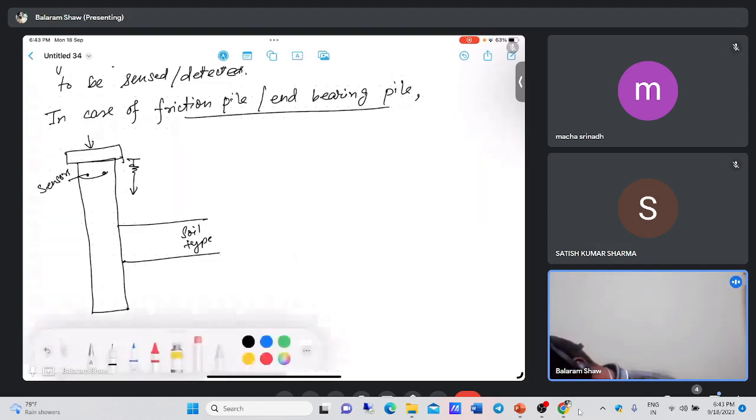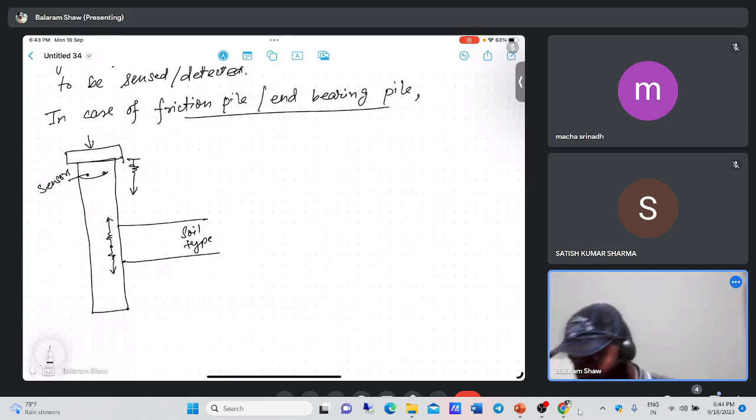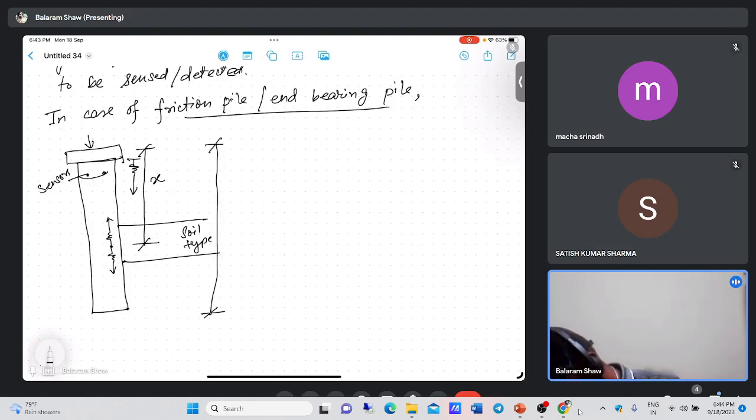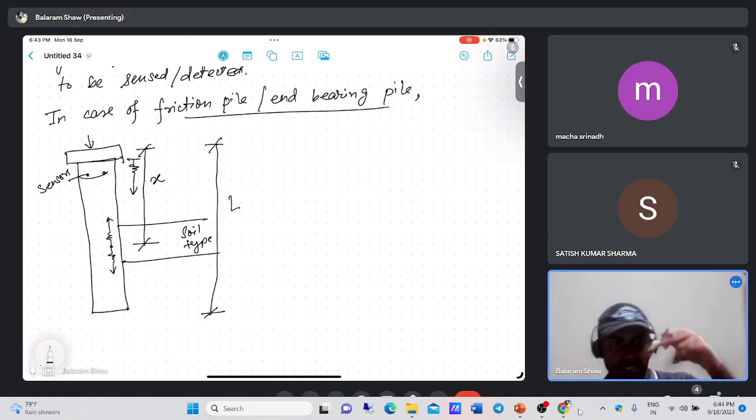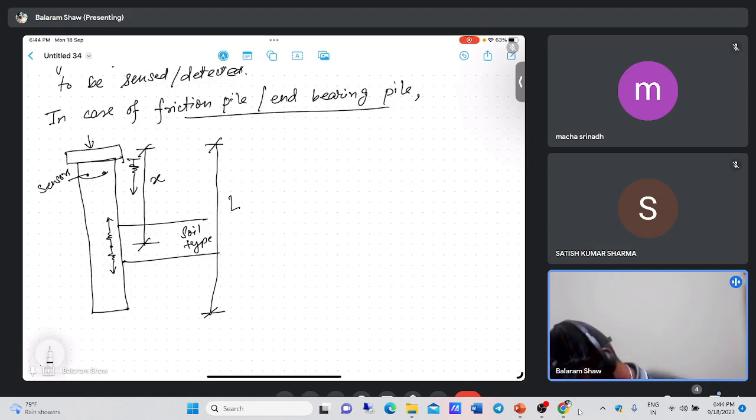So some part will be traveling downwards, and some part will get reflected back and again go upwards. Let us say the distance from here to here is x, and as we considered last time, the length of the pile is L. Again, the wave that is traveling downwards will go till the end, reflect back, and go like a wave again.